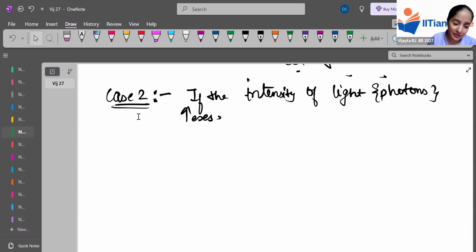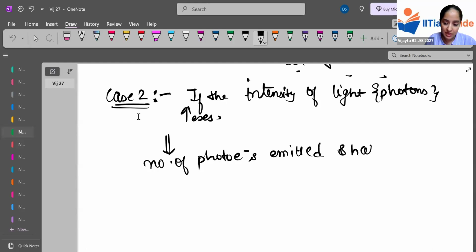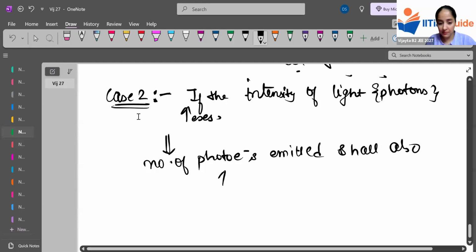Good, very good. Excellent. Answer is correct. When you have more photons, obviously, I mean, more intensity means more electrons will be emitted. So you can write down, if the intensity of the photons is increased, then the number of photoelectrons emitted shall also increase. ठीक है बच्चे? ये लिखेंगे. चलिए.